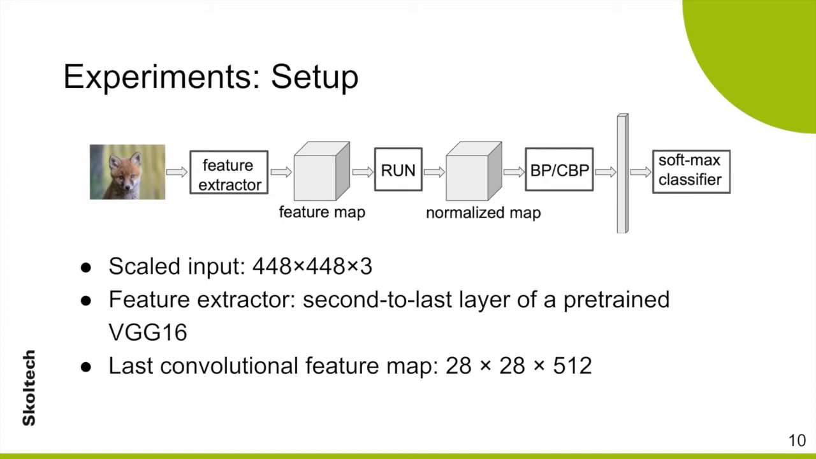And now about our experimentation. On this slide you can see the architecture of the implemented convolutional neural network. As a backbone, we use pre-trained VGG16. RUN denotes the proposed rank-1 update normalization, which takes as an input the feature map of the last convolutional layer. BP denotes the bilinear pooling and CBP represents compact bilinear pooling. The obtained BP-CBP feature is fed into the softmax classifier.